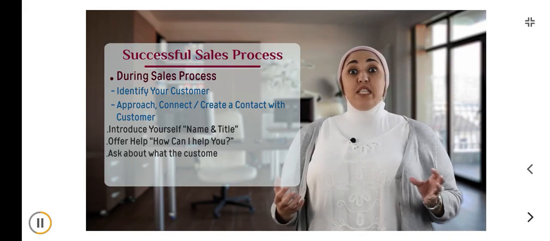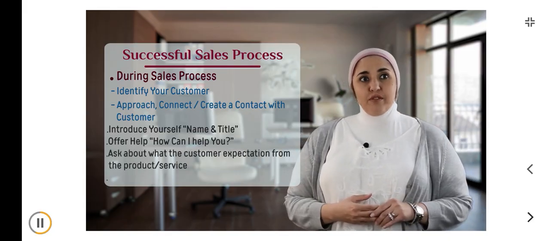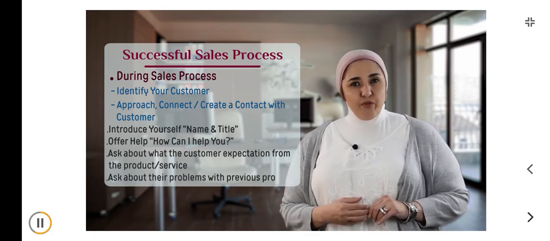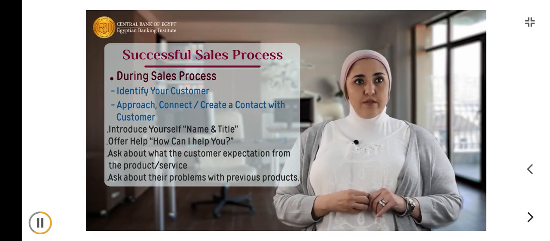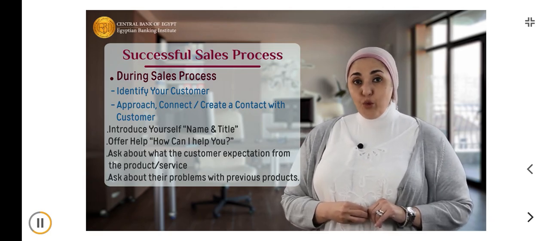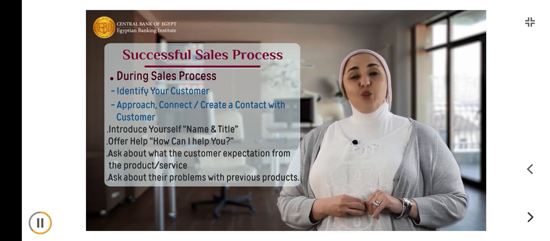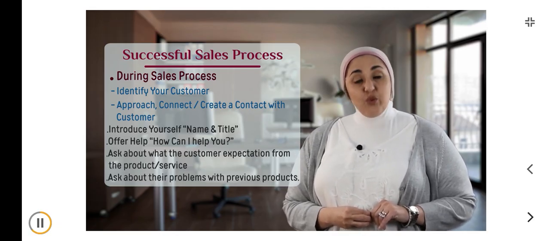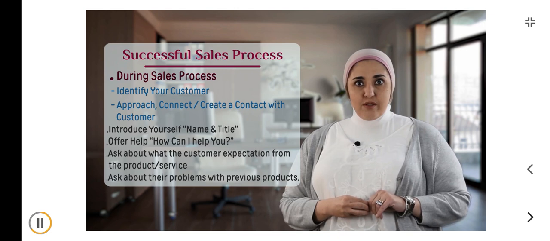Ask about his expectations from the product. Ask if there's any problem that has been encountered before with similar products. Ask about their budget, how much they are willing to pay. It's not a good thing to offer a product that's very expensive, above their budget. You need to know this information.